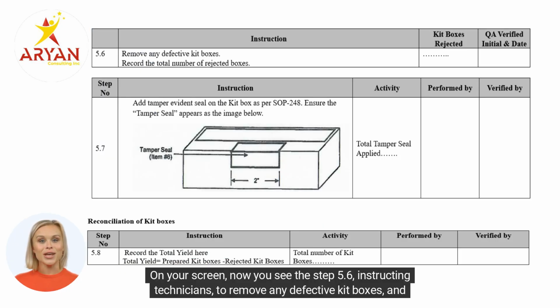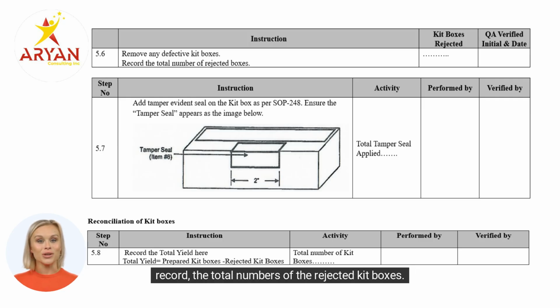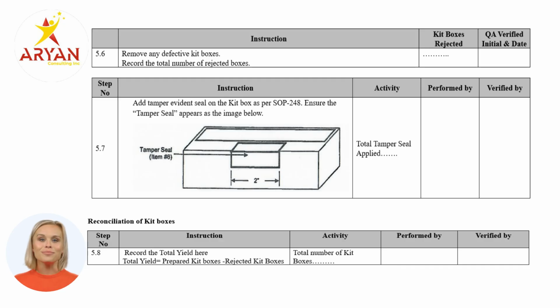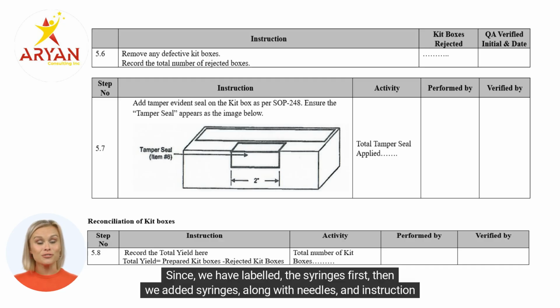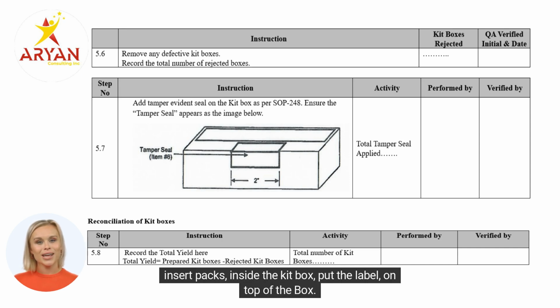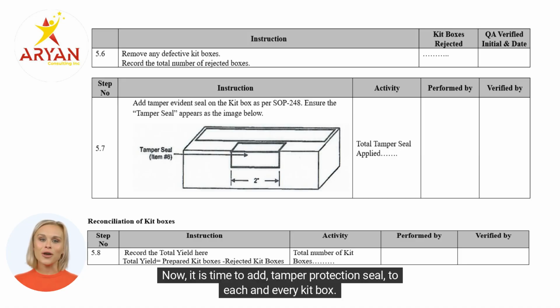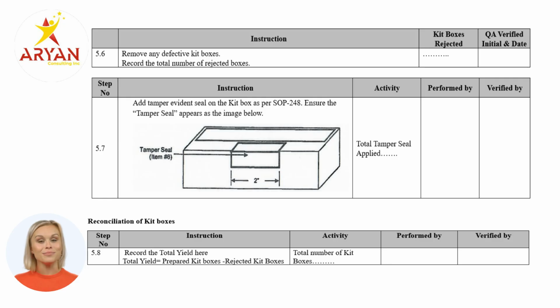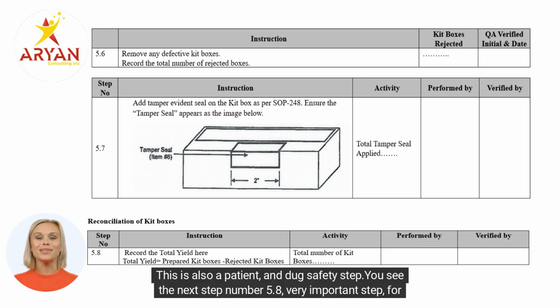On your screen, now you see step 5.6 instructing technicians to remove any defective kit boxes and record the total number of the rejected kit boxes. Step 5.7 is an important one to understand. Since we have labeled the syringes first, then we added syringes along with needles and instruction insert packs inside the kit box and put the label on top of the box, now it is time to add a tamper protection seal to each and every kit box. This is also a patient and drug safety step.